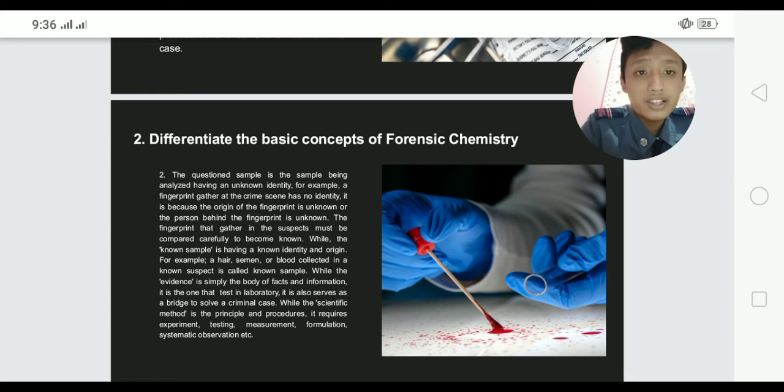The fingerprint gathered from the suspect must be compared carefully to become known, while the unknown sample has an unknown identity or origin. For example, a hair, semen, or blood collected from a known suspect is called a known sample, while the evidence is simply the body of facts and information. It is the one that is tested in the laboratory. It also serves as a bridge to solve a criminal case, while the scientific method is the principle and procedure. It requires experiment, testing, measurement, formulation, and systematic observation.